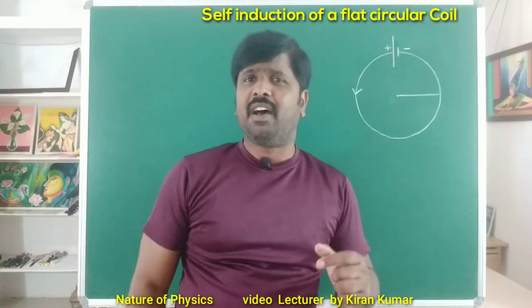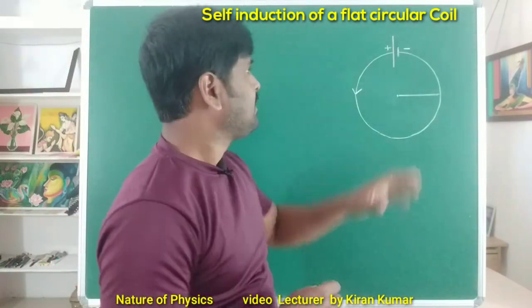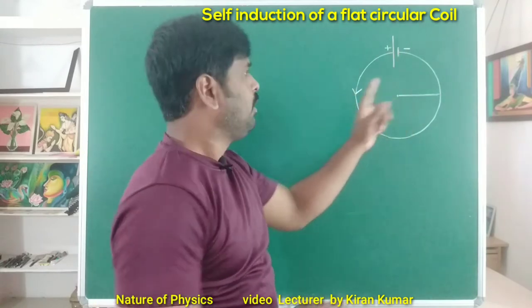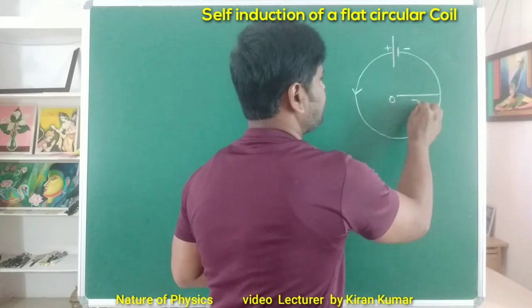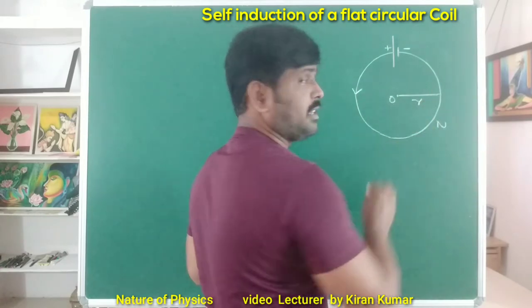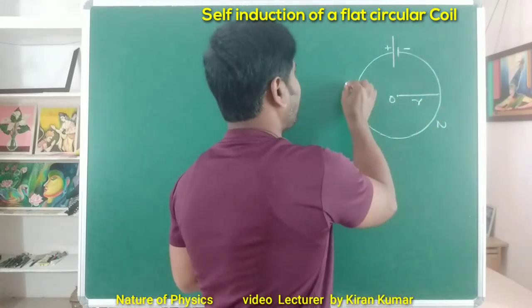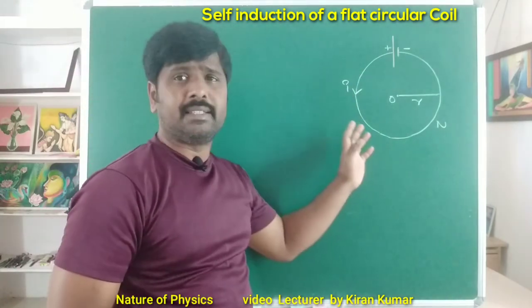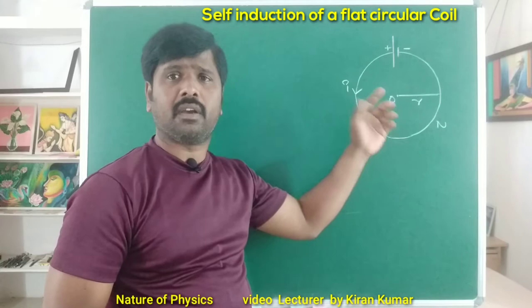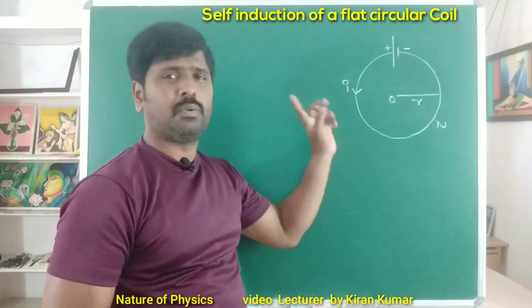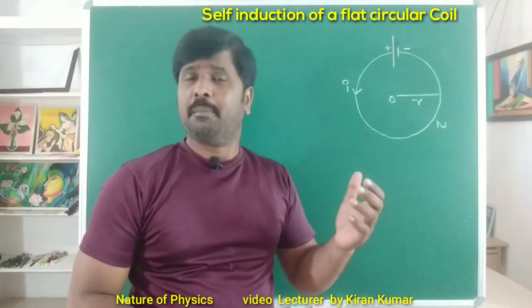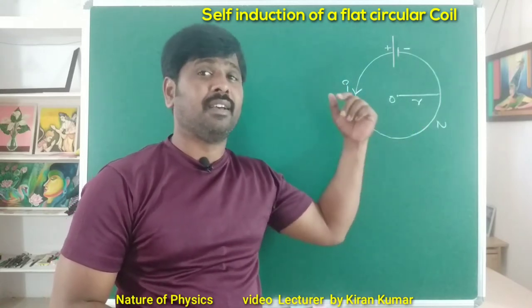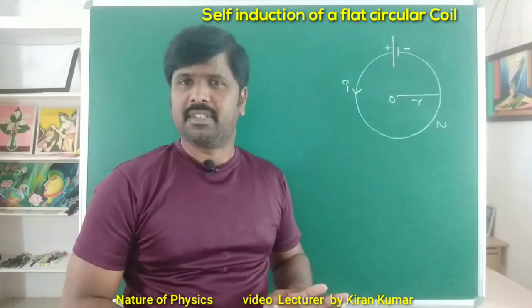The first application of self-induction is the self-induction of a flat circular coil. O is the center and R is the radius. Capital N is the number of turns and I is the current from the battery's positive terminal. When current is increasing and decreasing in a coil, the magnetic field around the coil changes. Then the magnetic flux links with the same coil, an EMF is induced, and an induced current is produced.